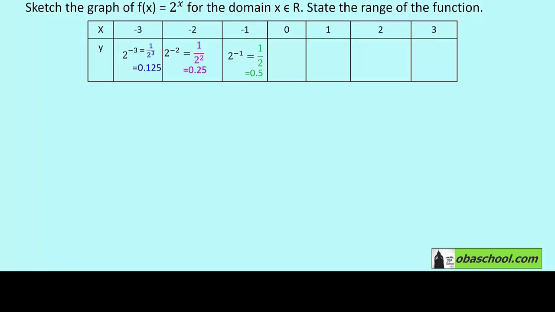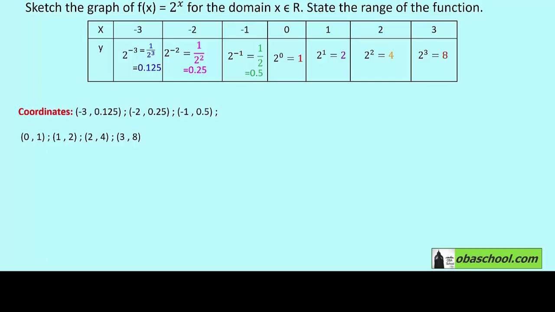Again, let's take the 0. We have 2 to the power 0, which is equal to 1. Any number to the power 0 is equal to 1. Now, if x equal 1, 2 to the power 1 equal 2. 2 to the power 2 equals 4, and finally 2 to the power 3 equals 8.